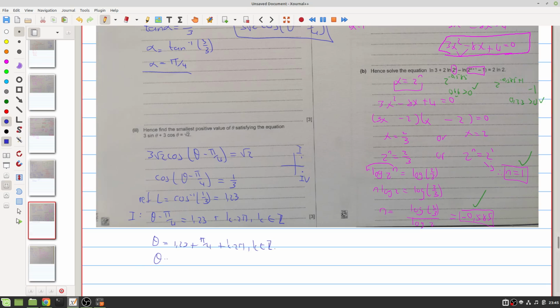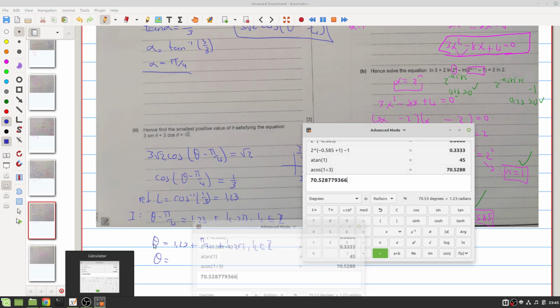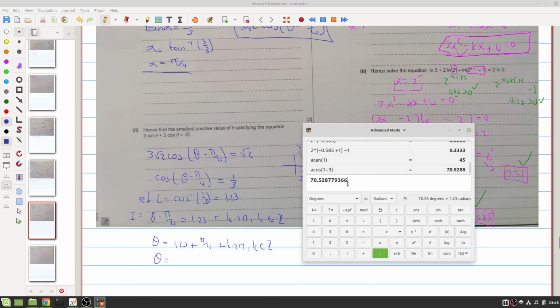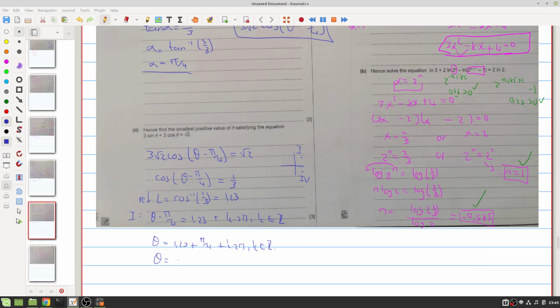Okay, so that gives us theta equals, so let's do 1.23 plus pi over 4. Okay, so 1.23 plus pi over 4, 2.015 plus k times, oops, sorry, that doesn't look like a k. K times 2 pi, where k is an integer. Okay, so that's the general solution for quadrant 1.